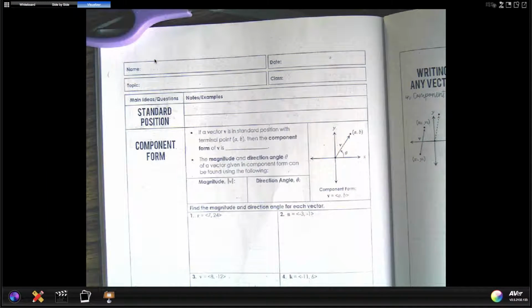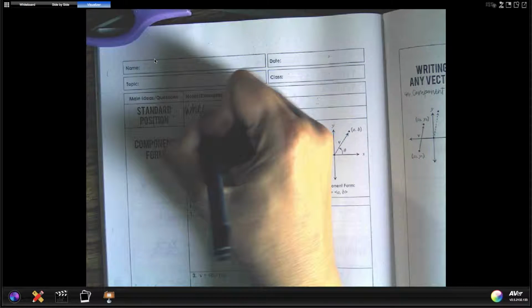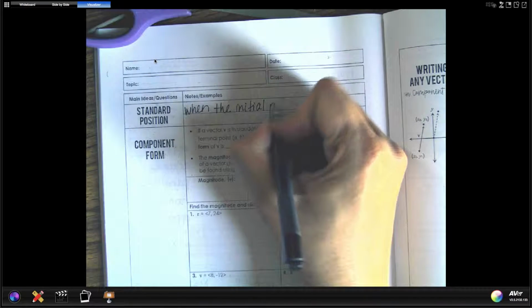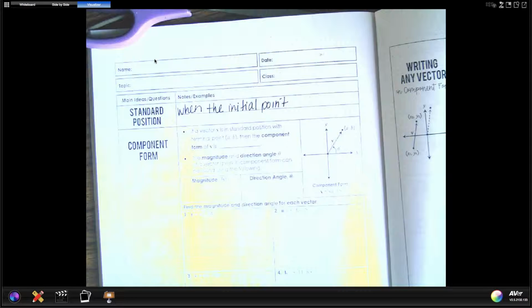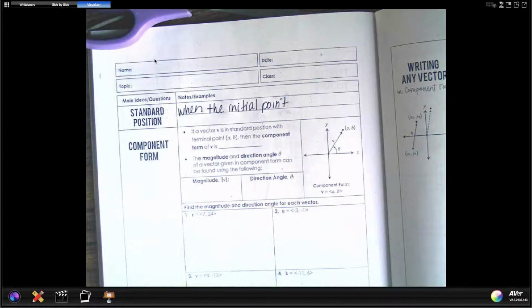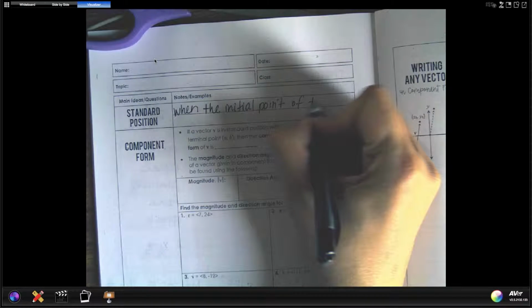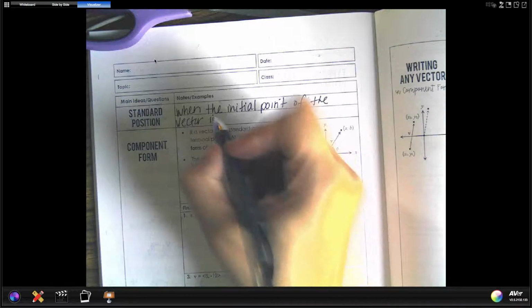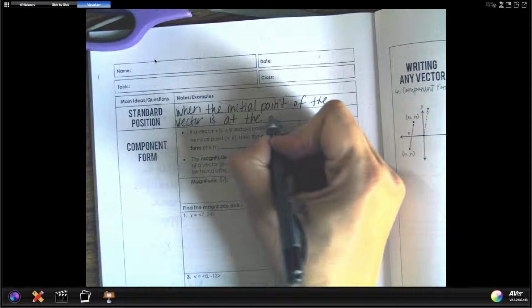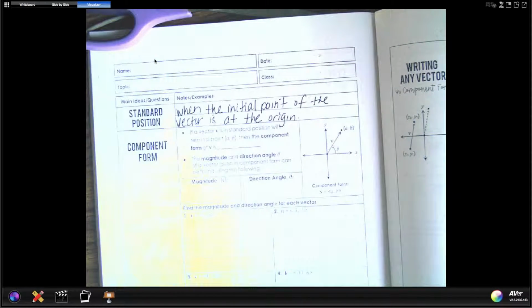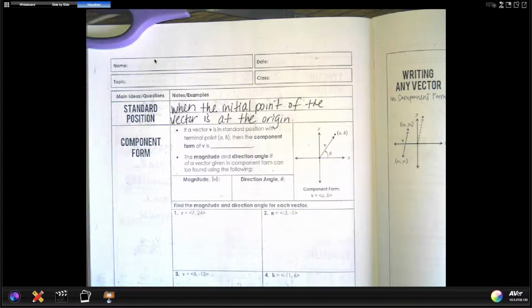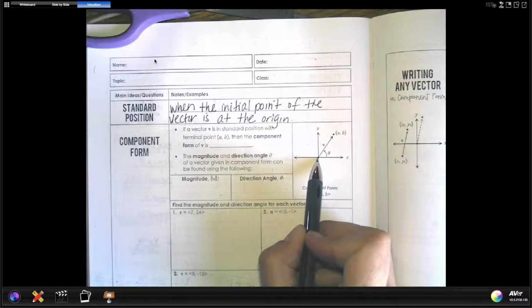So standard position of a vector is when the initial point, remember that's the tail part where we start, is at the origin. So you can see in this picture here, here's your initial point at the origin, okay?